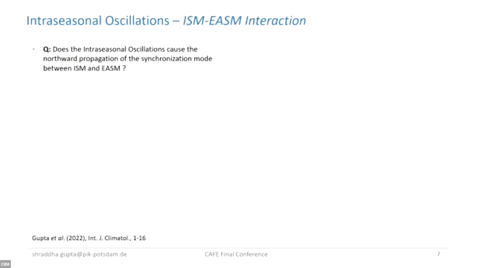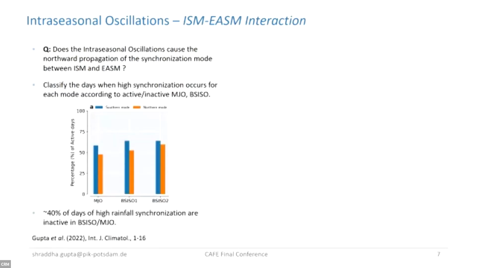So what we did was we classified the days when there was high synchronization occurring for each mode according to the active and inactive Madden-Julian oscillation and boreal summer intraseasonal oscillation days. And we found that approximately 40% of the days of high rainfall synchronization are inactive in BSISO or MJO. And this suggests that although the intraseasonal oscillations do play an important role in this northward propagation of the synchronization mode, they are not the sole ingredient.